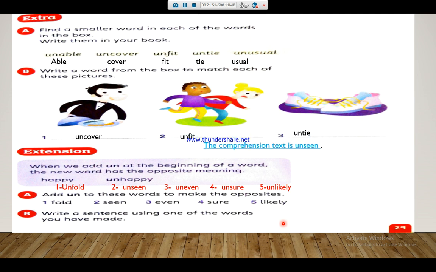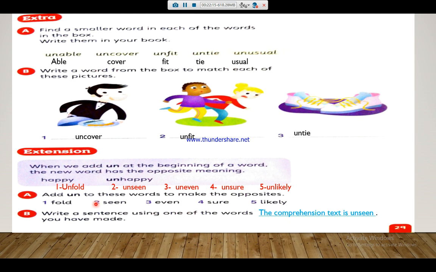Okay. So here we have the first sentence. The comprehension text in your exam is going to be unseen, which means that it is a new one. You haven't seen it before. So the comprehension text is unseen. The question is unseen.